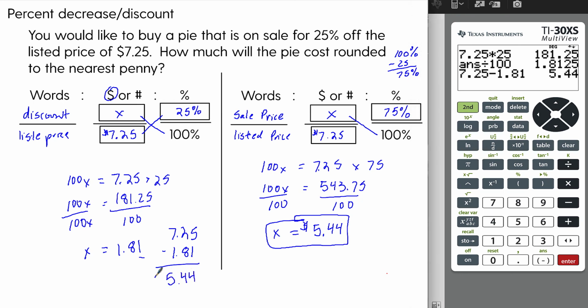So again, for most of these you can choose, which kind of makes it a little bit tricky. I always try to do the subtraction that I can do in my head. So this is the way that I like to do it. But for some students, this is a lot easier. As long as you recognize you're not paying $1.81, you have to subtract that from the cost or the listed price. Okay, let's do one more.